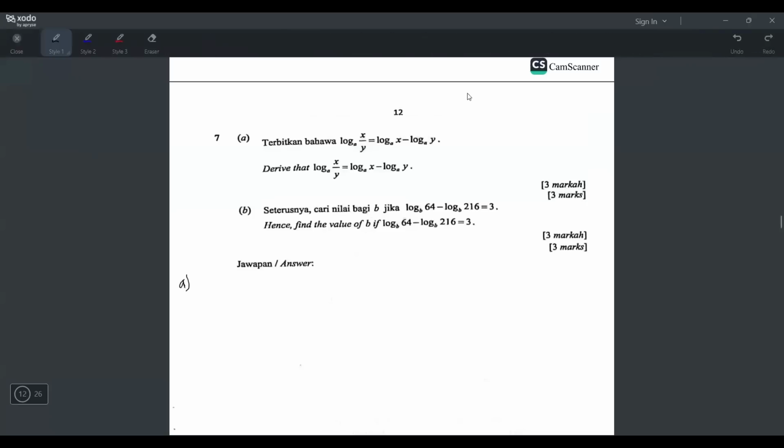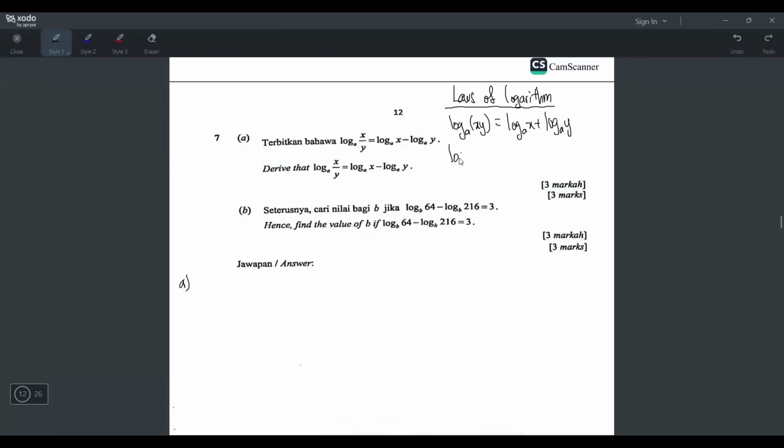There are many laws of logarithm. So I'm just going to name a few, the most famous and most common ones, the main ones. I will just list down the main ones. The first one is the multiplication law, which is when you have log a of xy, or sometimes they use mn, but it's the same, equals log a x plus log a y. This is the multiplication law.